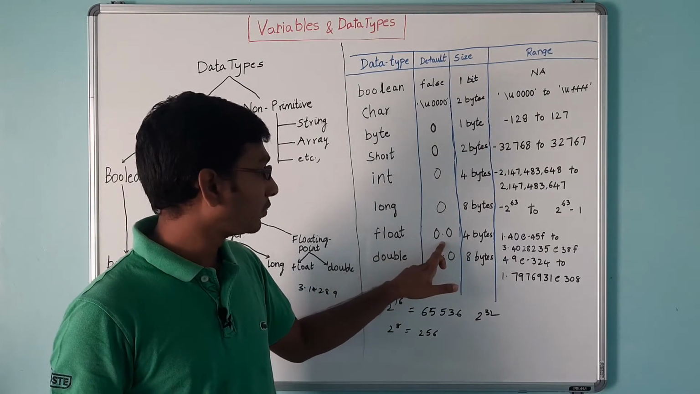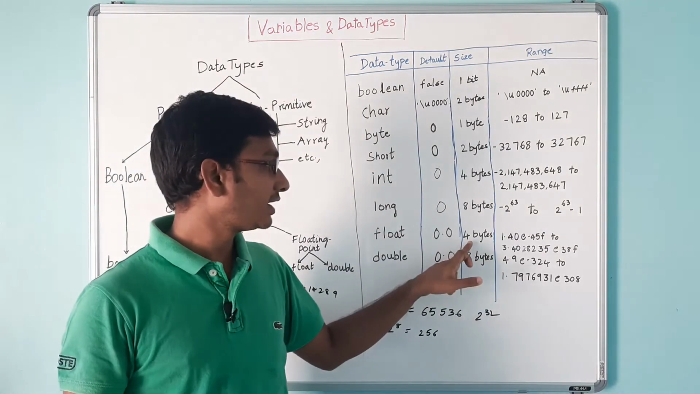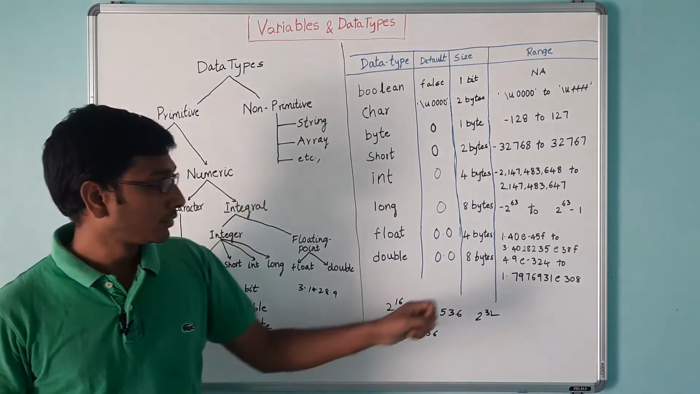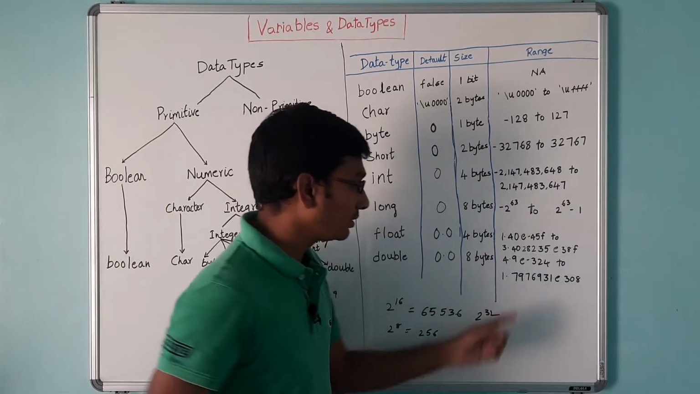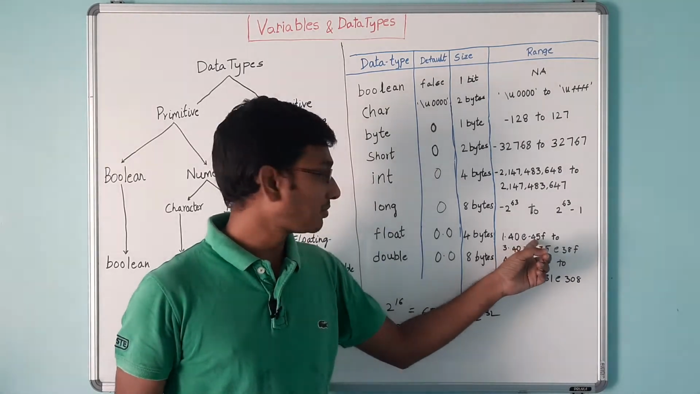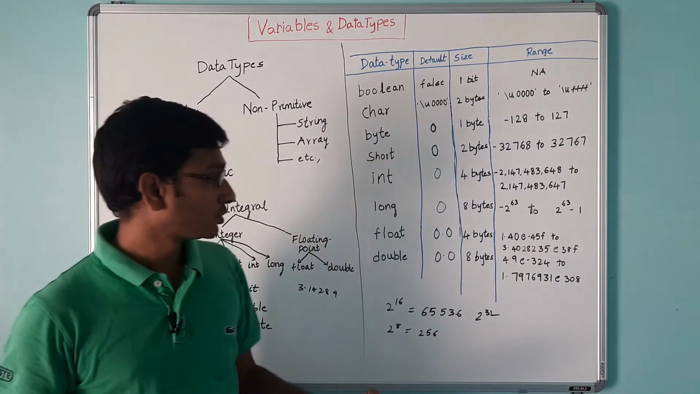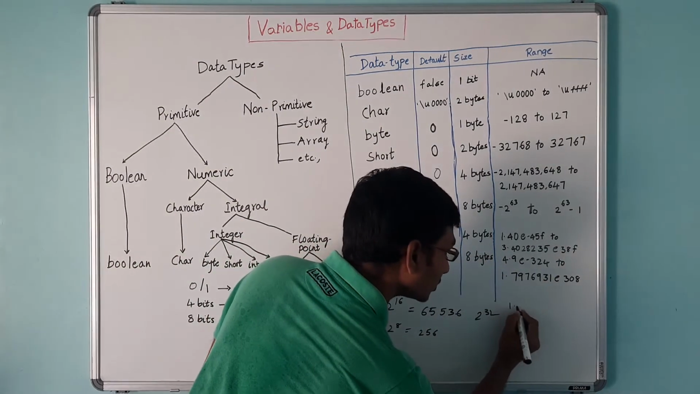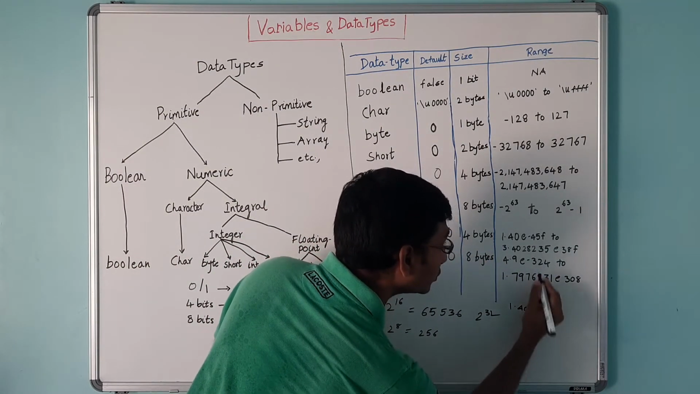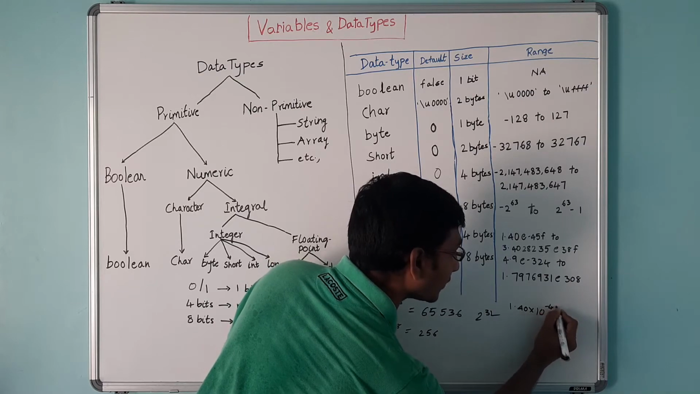Float: the default value is 0.0 and it requires 4 bytes of memory. This is the range, you can see it here. This is 1.40 e raised to the power of minus 45, right? The e here represents scientific notation. This can be calculated as 1.40 into 10 power minus 45.